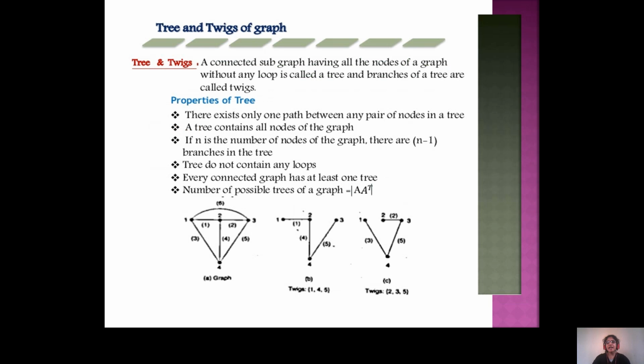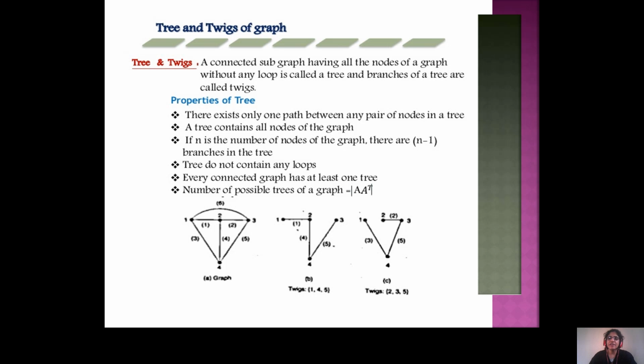Next, what are the trees and twigs of a graph? A tree connects all the nodes but does not form a loop. That is nothing but the tree. A connected subgraph having all the nodes of a graph without any loop is called a tree, and the branches of a tree are called twigs, or links. A tree means a connected subgraph that connects all nodes of the graph without forming any loop.